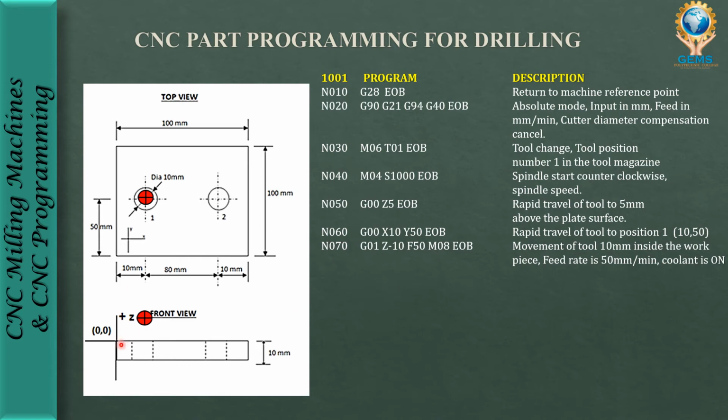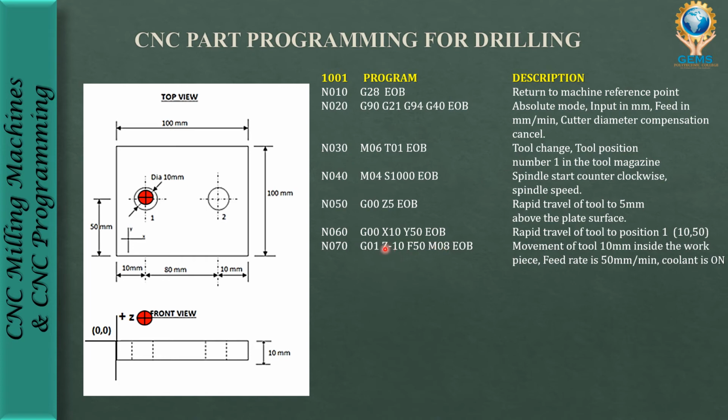So I asked the tool to move forward. G01 means the machining operation, the linear interpolation. That means linear movement, straight movement. So I asked the machine to move linearly towards Z -10, and feed rate is F50, and M08 is coolant on. Now the tool is going to machine the workpiece. So I'm informing the machine to switch on the coolant.